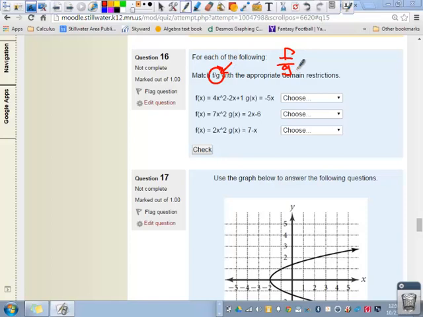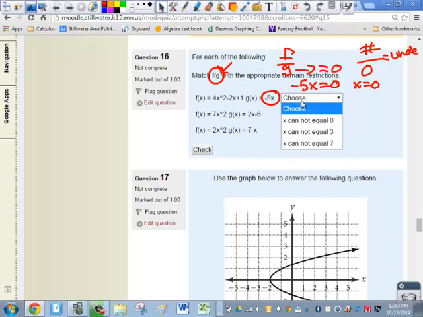The domain restriction is when the bottom, this bottom right here, is equal to 0. How do you make the bottom equal to 0? Because you know you can't divide anything by 0. It's undefined, and because that's undefined, that creates a domain restriction. So the process is to take the negative 5x right here, set it equal to 0, and solve. Negative 5 times what is 0? Well, x must be 0 then. That's the only option for that one, so we choose x cannot equal 0. That's when there is a domain restriction.